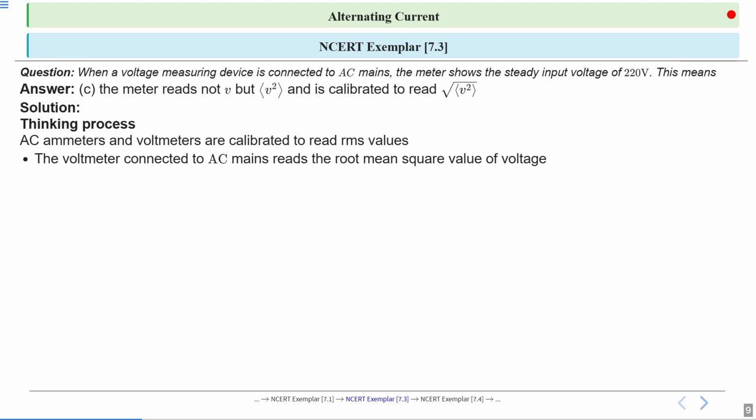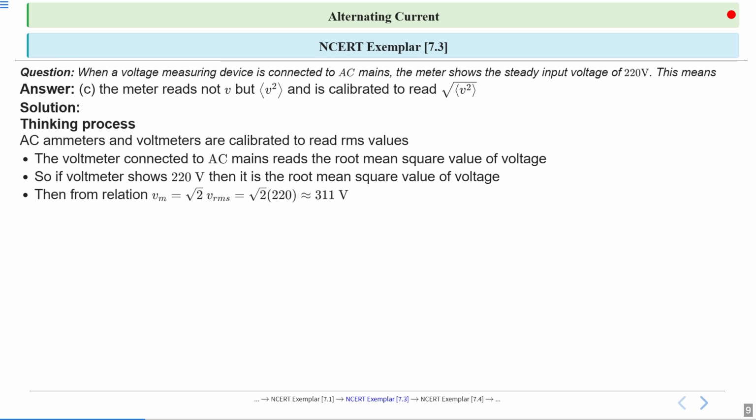So the voltmeter connected to AC mains reads the root mean square value of the voltage. So if the voltmeter shows 220 volt, then it is the root mean square value of the voltage. Then from the relation Vm equal to root 2 Vrms, which is root 2 into 220 volt, the maximum value of voltage in the circuit is 311 volt. Hence the peak value of input voltage should be 311 volt.